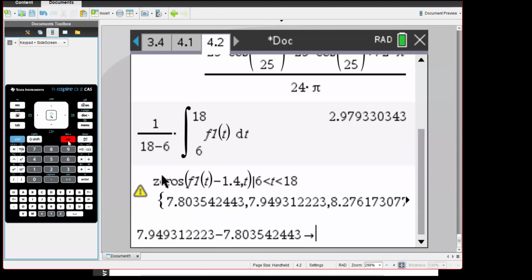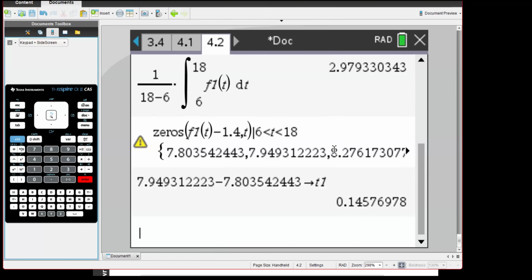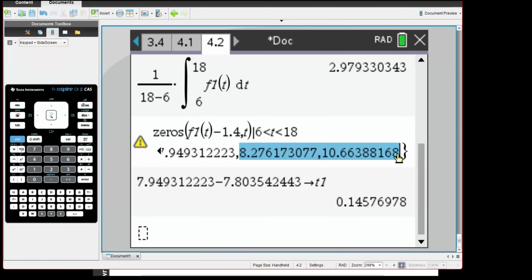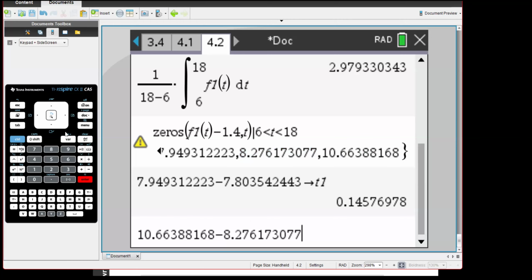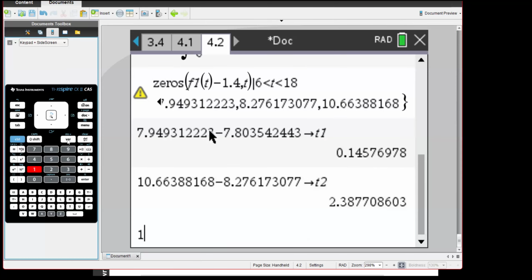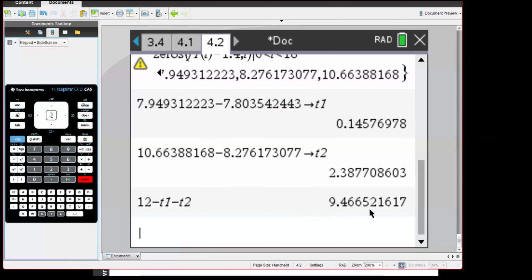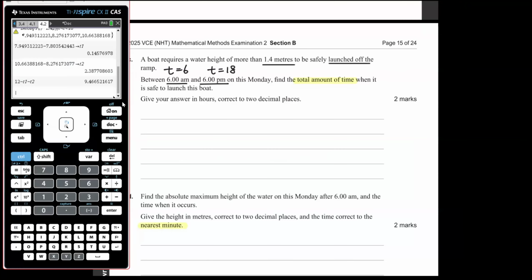I will assign that as T1, okay? And the other two values, I'll just go for that minus that. We will assign that to T2. Control Enter. And I go for 12, total 12 available hours minus T1 minus T2. And the remaining will be the safe time to launch the boat, okay? So that's what I'm going to do.